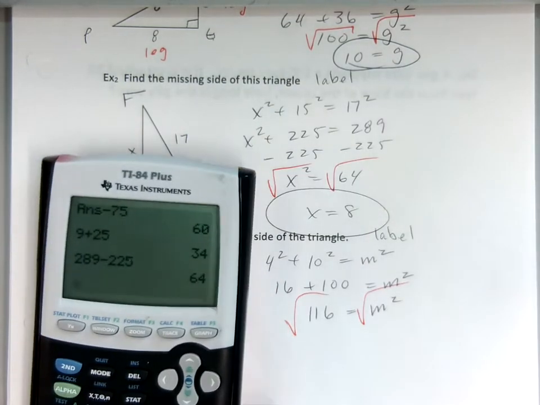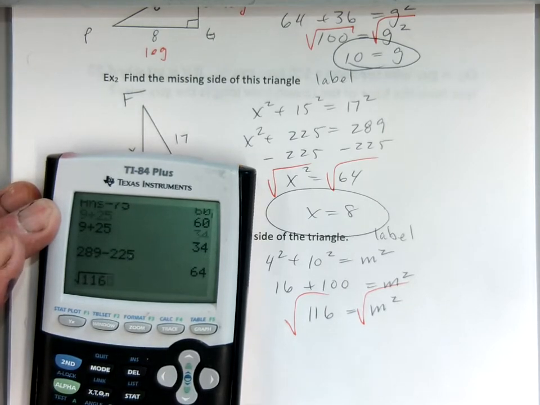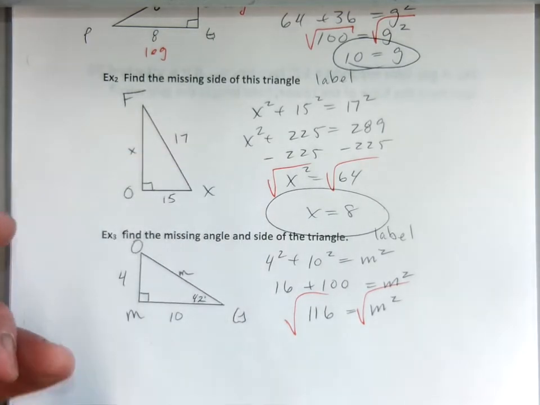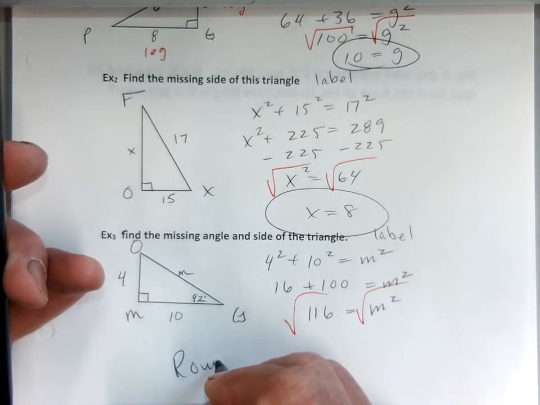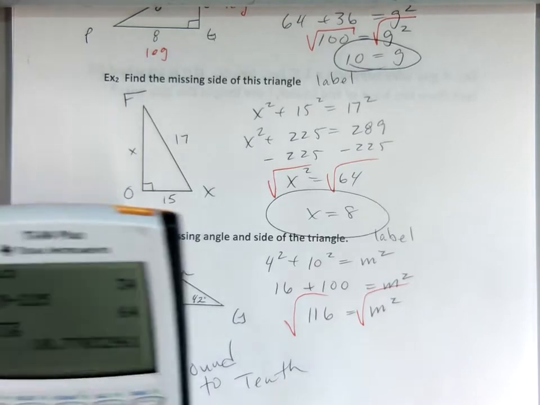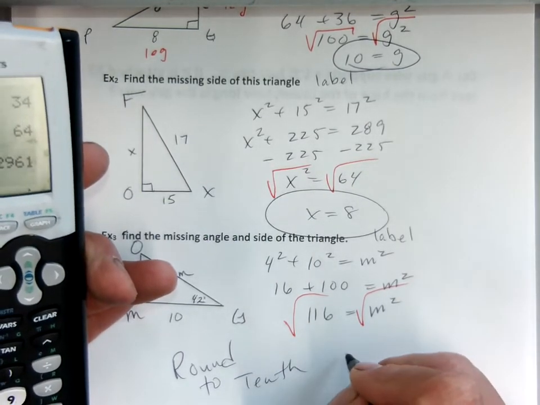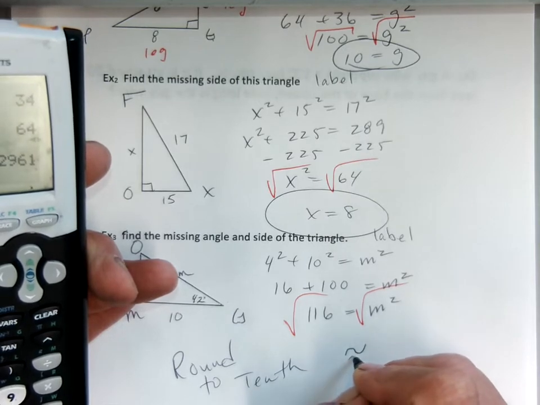Now this time we're not going to get such a nice number, okay? We're going to get square root of 116, and we'll round to the nearest tenth. So I'm going to round that to about a 10.8, okay? About. So I'm going to say, I like this little squiggle.